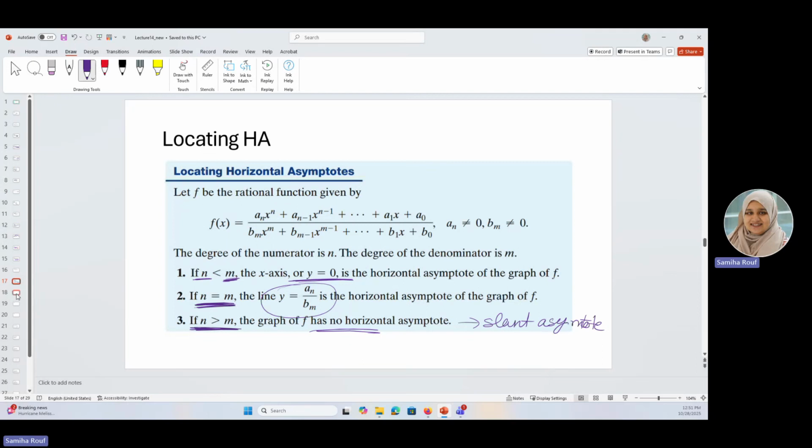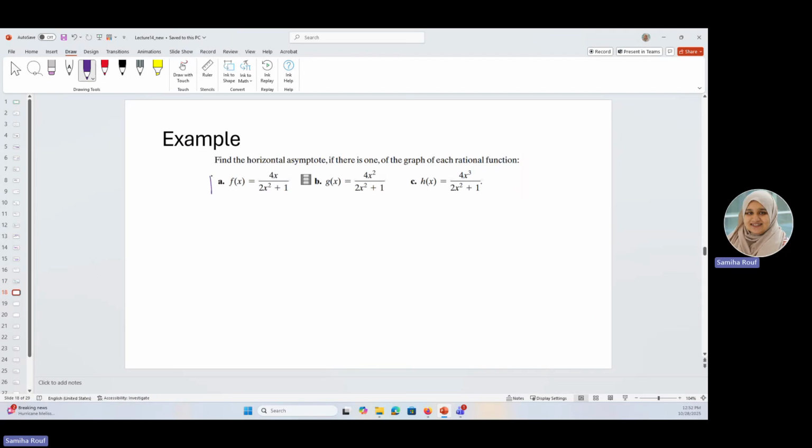Okay, let's see this play out in the examples. So let's start with example 1a. We are trying to find horizontal asymptotes. So we need to determine the degree of the numerator and the degree of the denominator. Okay, degree of numerator is 1 because the highest power here is 1. Degree of denominator is 2 because the highest power is 2. So degree of numerator is smaller than the degree of the denominator. Then horizontal asymptote is by default y equals 0.